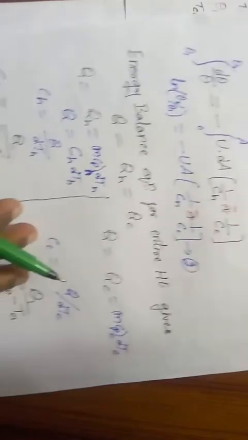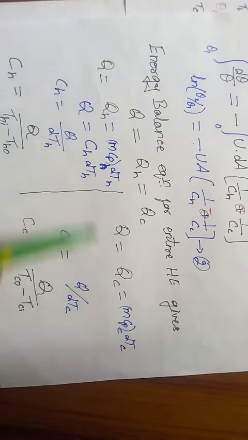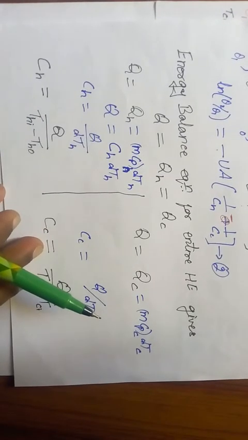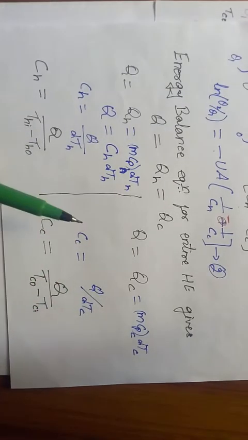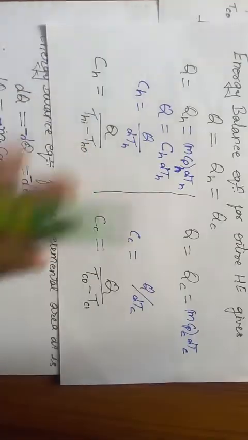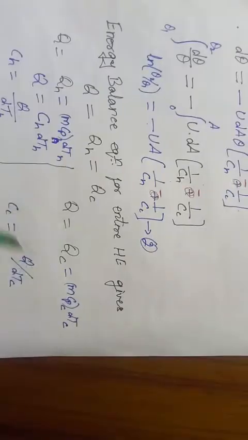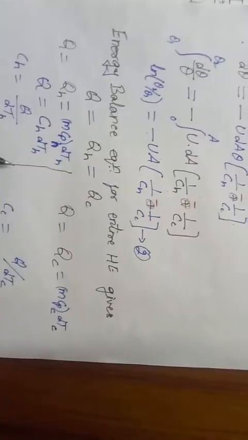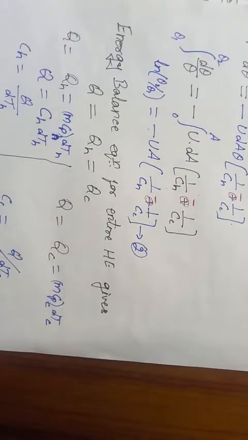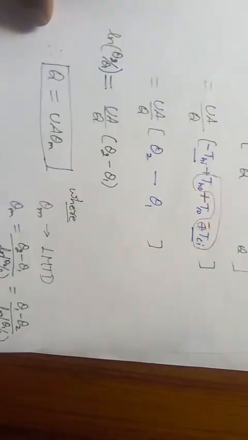And this part, the energy balance, remains the same. No changes in this energy balance equation. I repeat, it remains the same. The only change is we have added a minus sign in this equation, which has been carried forward till here. Now this CH and CC will be substituted in equation number 2, so that we will get the next part of the derivation.